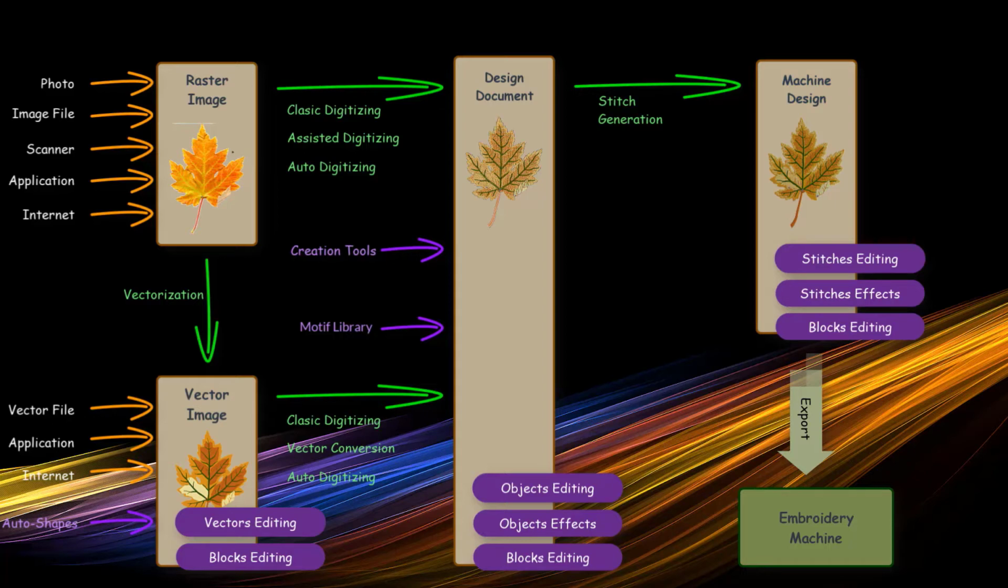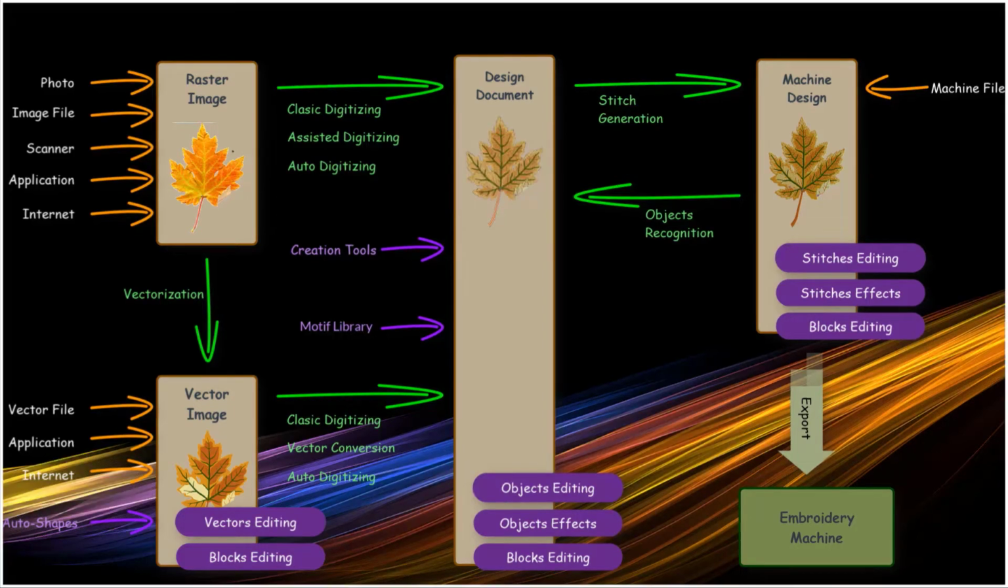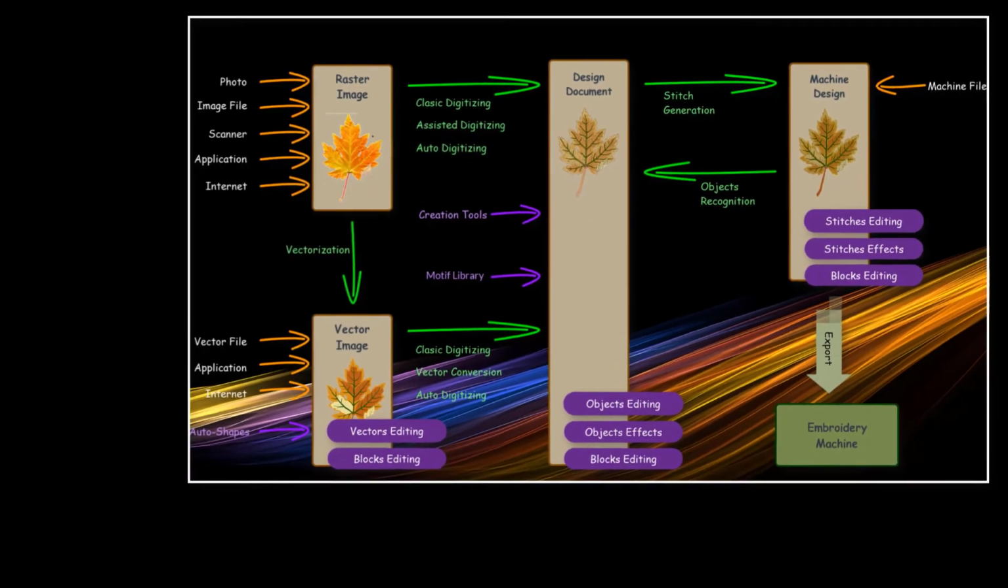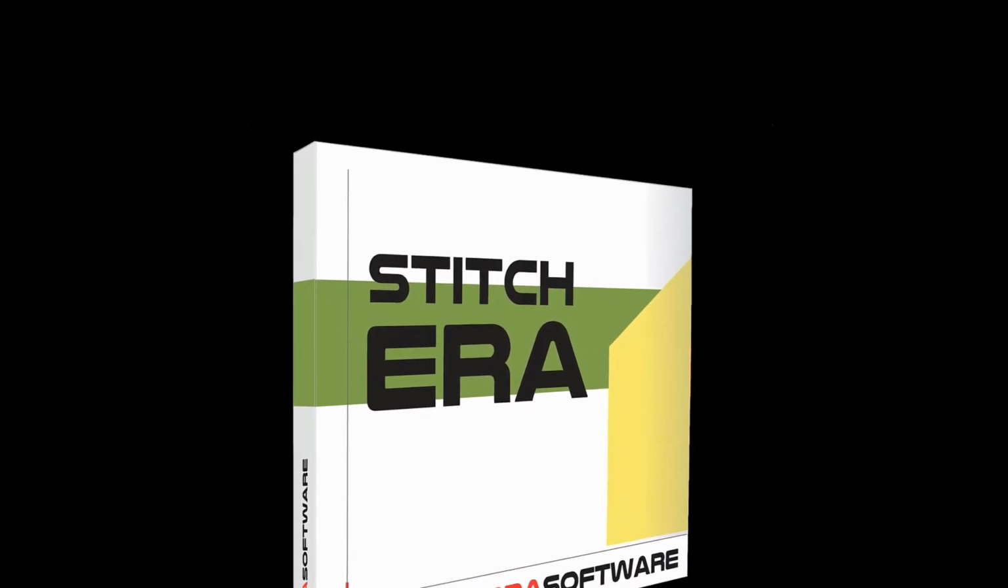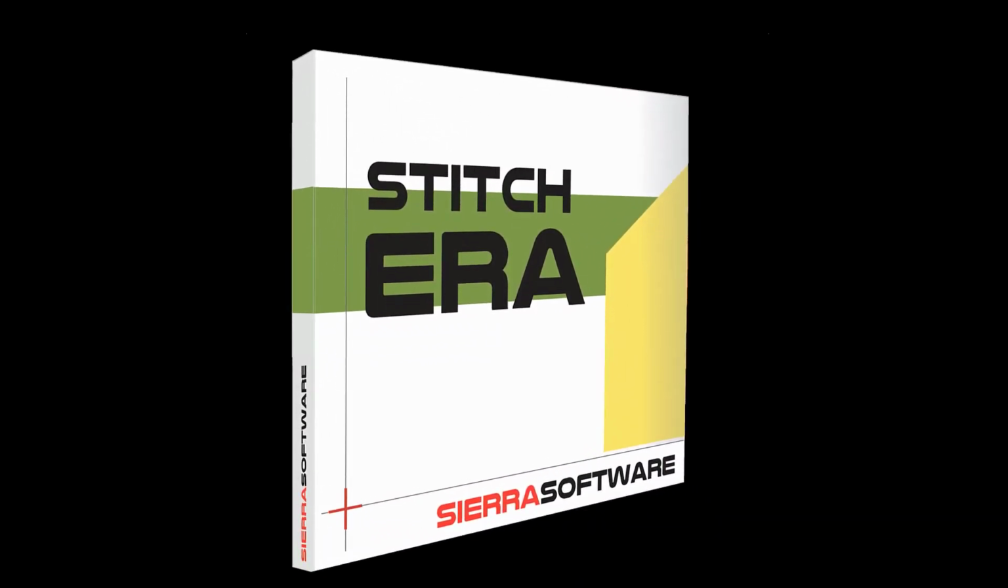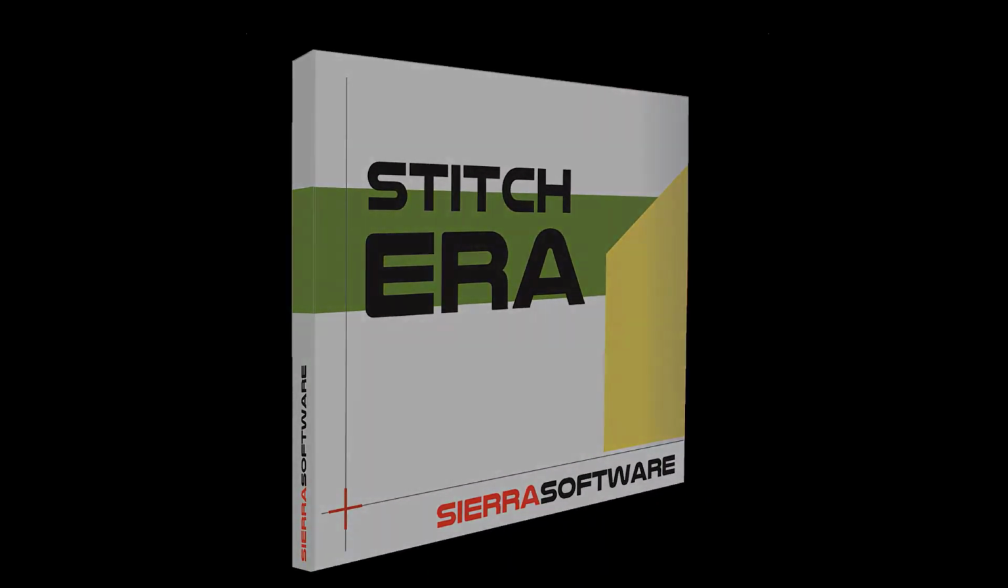Stitch Era can also read embroidery designs in machine formats. An imported design is basically a sequence of stitches. Stitch Era can recognize patterns and convert groups of stitches into objects to make object editing easier. As you can see, Stitch Era includes the required features for all activities related to embroidery designs in a single application. No need to switch between different programs or purchase any other software. This is an all-in-one product.